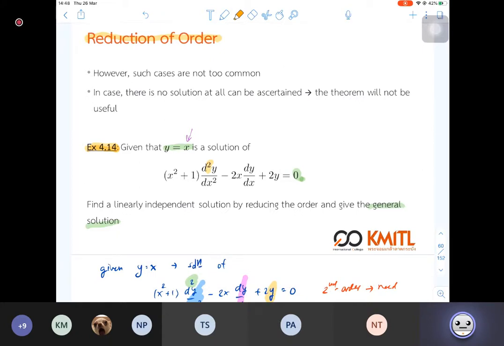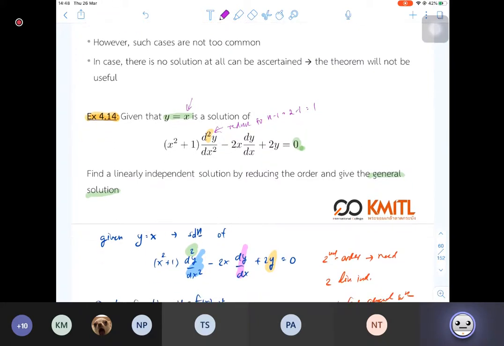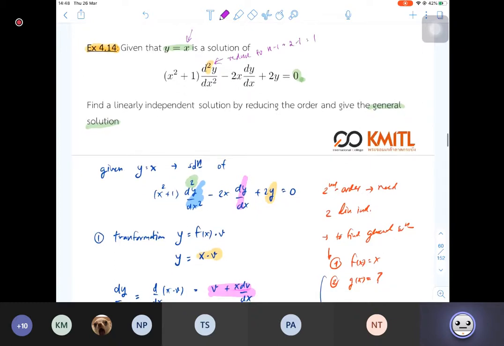So the order of this differential equation is actually reduced to n-1, which is 2 minus 1, which is 1. So simply, this second order equation, if you know one of the solutions, will reduce to just first order, and you can solve the first order differential equation already.